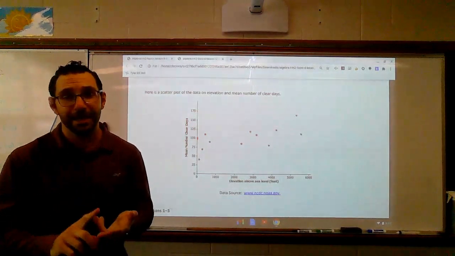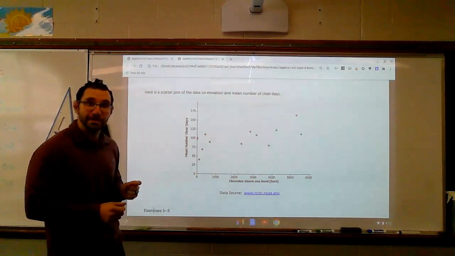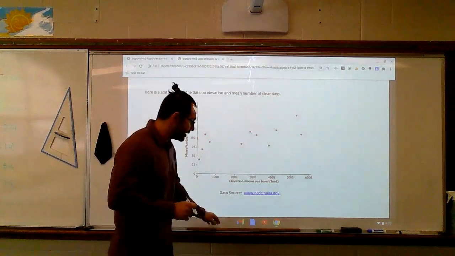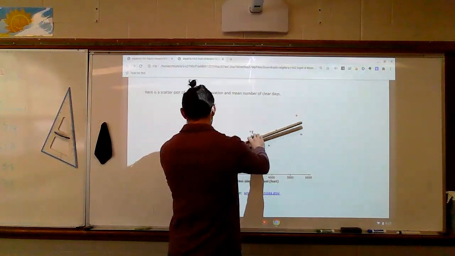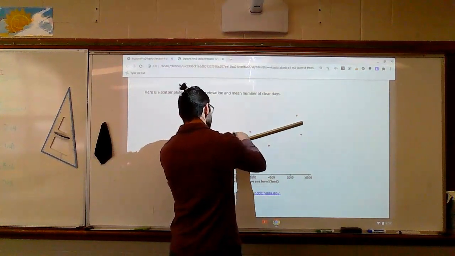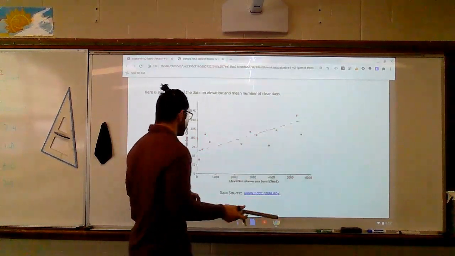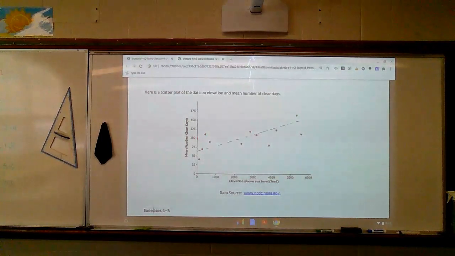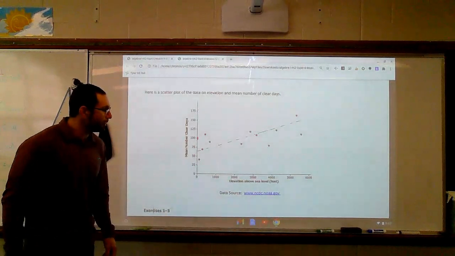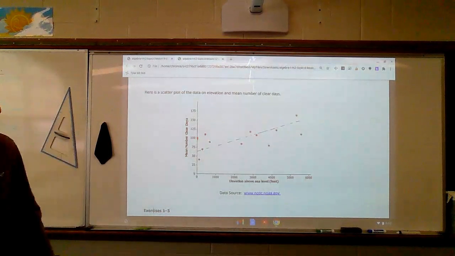If both X and Y increase, we say that this has a positive correlation, because we can make a line of best fit. And we're just guessing at this point. We can make a line going through these points. Are they all on that line? No. But do I have most above, most below? Yeah, that's a pretty good line of best fit.